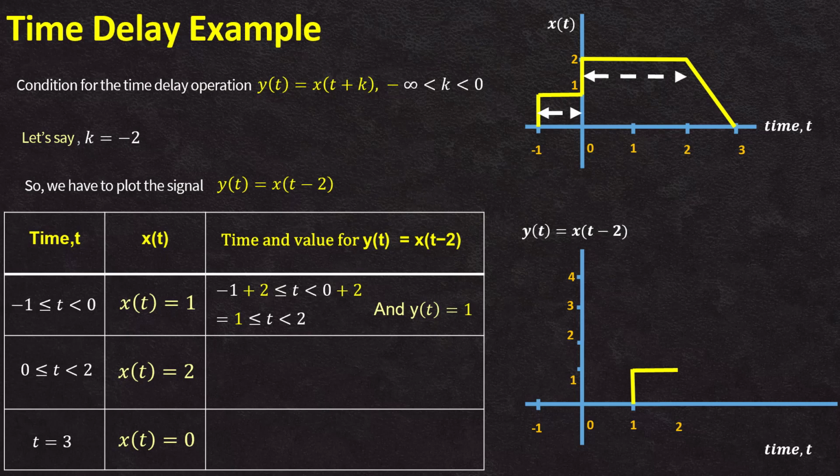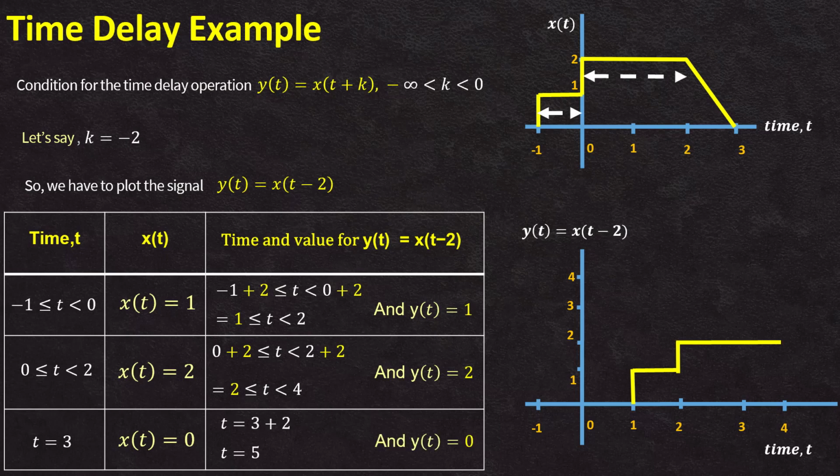Similarly, we need to add 2 to the next time interval of the signal x(t), which is t greater than or equal to 0 and less than 2, and the new time interval for the signal y(t) will become t greater than or equal to 2 and less than 4. And the value of the signal y(t) will be the same as the value of the signal x(t), or y(t) is equal to 2. And finally, the signal x(t) ends at t is equal to 3, which will become t is equal to 5 for the signal y(t), and the value of the signal y(t) will be the same as x(t), or y(t) is equal to 0. So this is the time delayed operation of the signal x(t), where x(t) is shifted to the right by the value of 2.